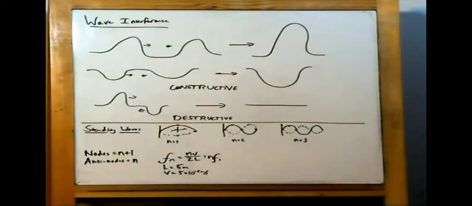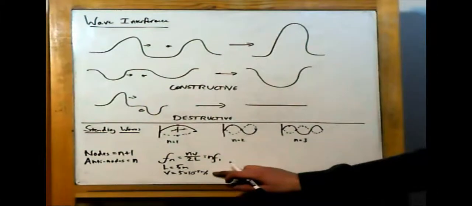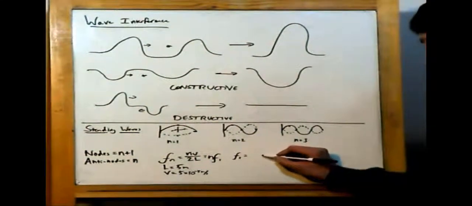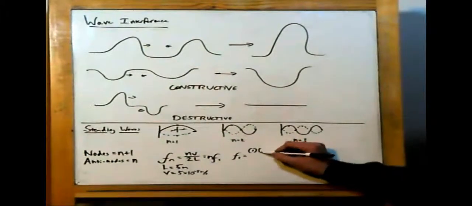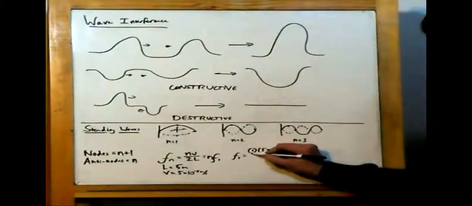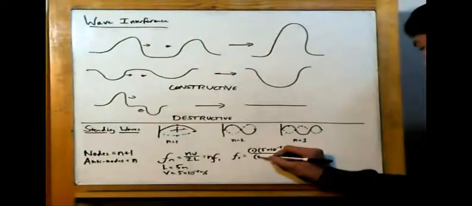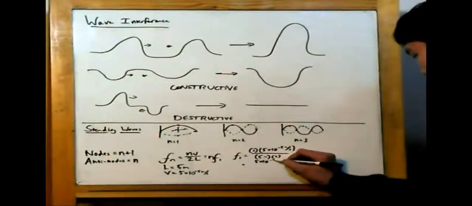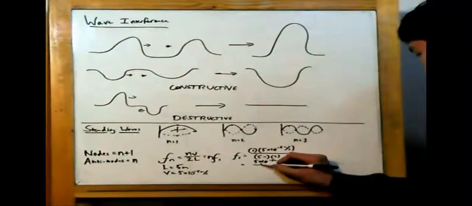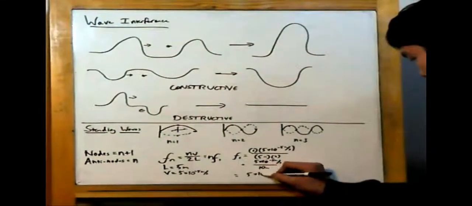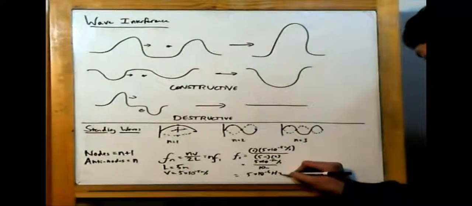So let's find the frequency of a first harmonic on a string that's 5 meters long and a wave speed of 5 times 10 to the negative 5 meters per second. So f sub 1 is equivalent to our n, which is just going to be 1, times our v, 5 times 10 to the negative 5 meters per second. And we're going to divide this by 5 meters times 2. So we get 5 times 10 to the negative 5 meters per second, divided by 2 times 5 is 10 meters. And so that's going to leave us with 5 times 10 to the negative 6 hertz.